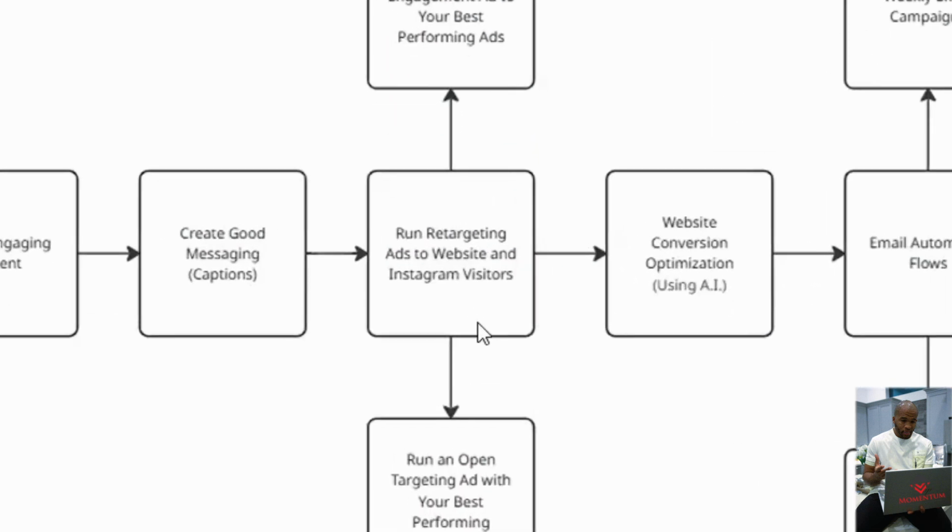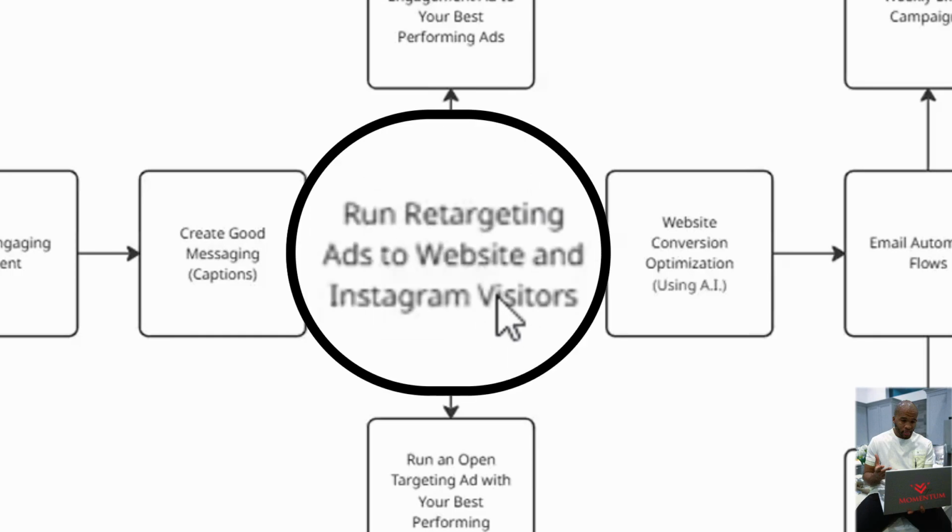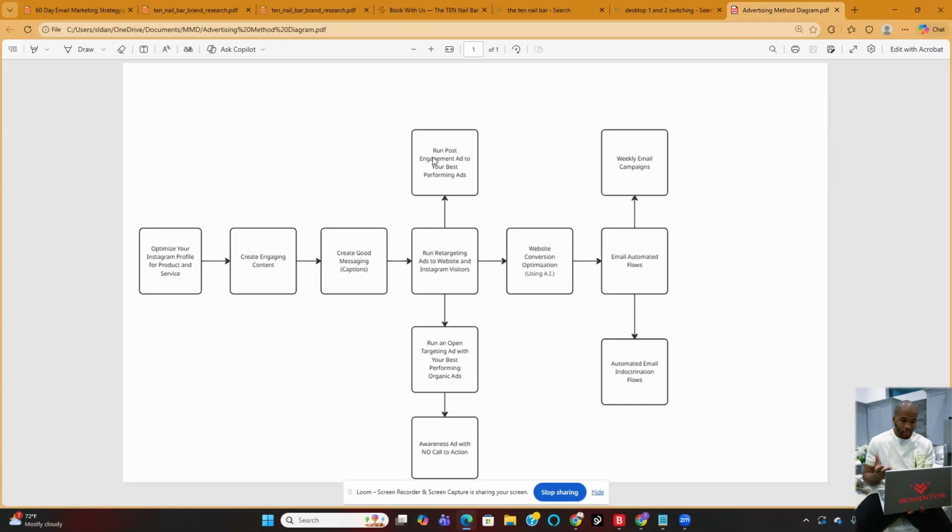Second thing you want to do is set up retargeting ads for people from the website and from the Instagram visitors. So when you start running these post engagement ads, you're going to have a lot of people, hundreds if not thousands, coming to your Instagram profile.